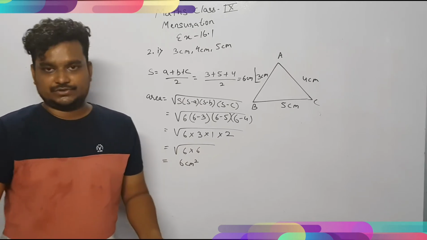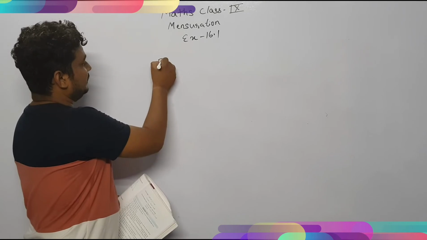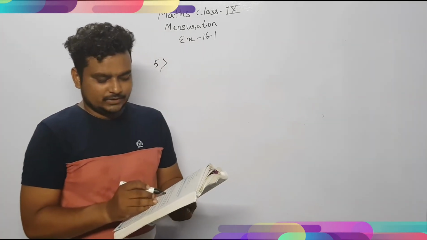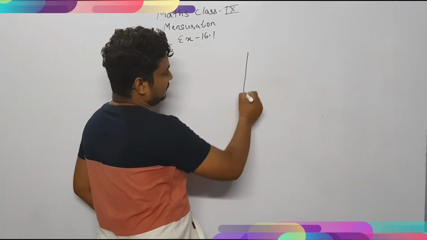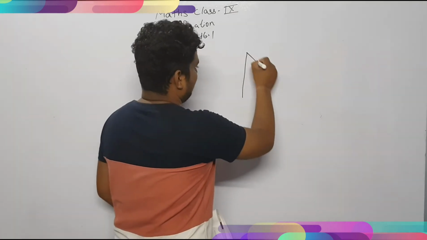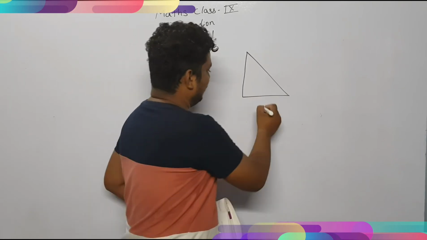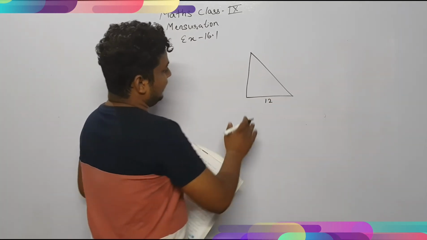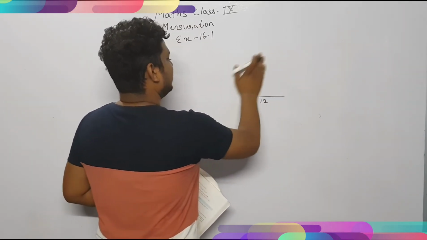So coming to the next question. Now we are coming to question number 5. In question number 5, what is said: the base of a right angle triangle is 12 centimeter, hypotenuse is 13 centimeter. So it is a right angle triangle. The base of the right angle triangle is given as 12. Okay, no problem with this. According to the question, I have not drawn the figure properly, so I am erasing that one.